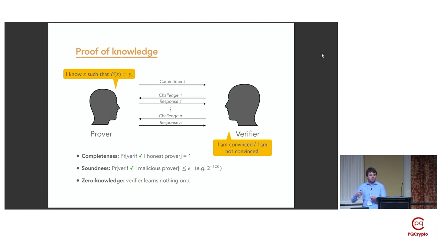Such a dialogue satisfies three properties. The completeness property: if the prover is honest, meaning that he knows such a preimage of the value y, then at the end of this discussion, the verifier must be convinced. The soundness: if the prover is malicious, meaning that he does not know such a preimage, then we want the verifier not to be convinced. More precisely, it will be convinced only with a negligible probability. Finally, we want to achieve the zero knowledge property, meaning that after the discussion, the verifier must learn nothing about the secret itself, the preimage x, not even partial information.